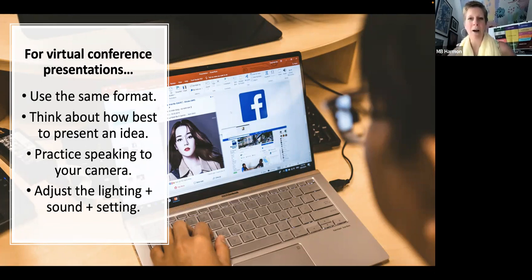This is important as well, to think about the lighting, think about the setting, and think about any sounds that might interfere with your presentation, and think about how to set that so that it's very comfortable for you to present and very comfortable for your audience to listen to you. Okay? You don't want to be in a noisy room when you're giving your presentation. You don't want your dog screaming in the next room, when you're giving your presentation. You want to be as clear as you can. Okay?